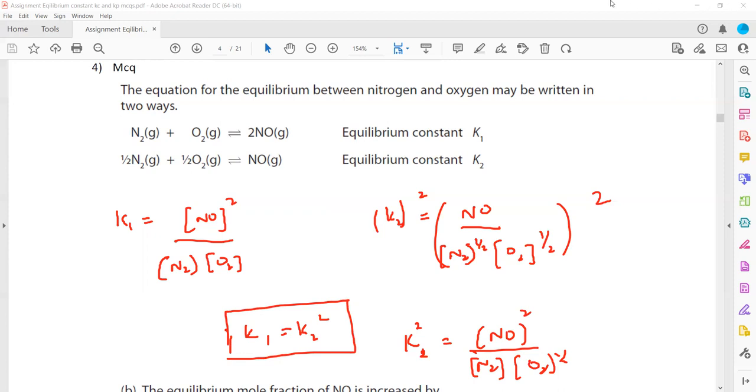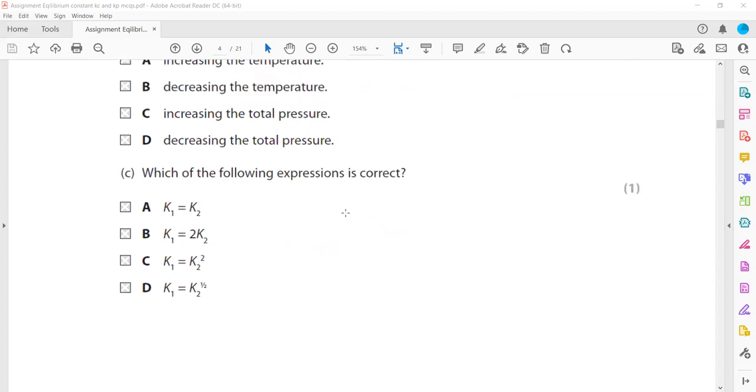So K1 equals K2 squared. Or I can also say, if I take a square root, K1 raised to the half is equal to K2. K1 equal to K2 squared is given. If there was an expression that K1 raised to the half is equal to K2, that would also be right. But there is no expression like this, only C is the right one.